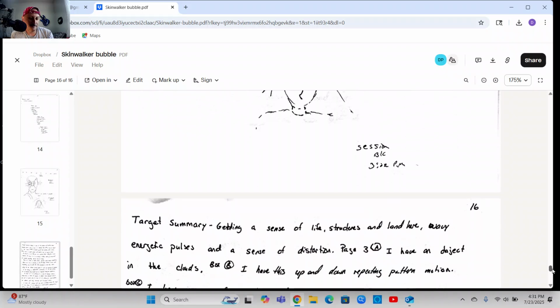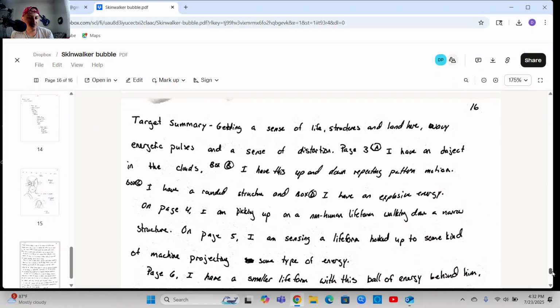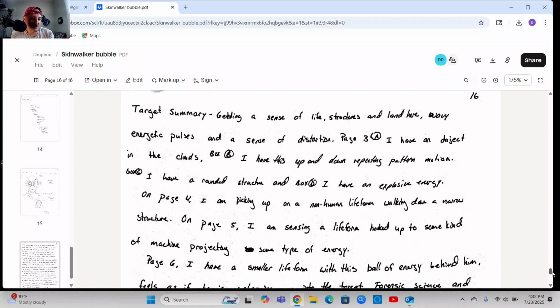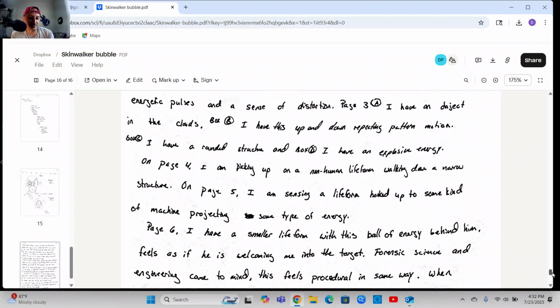So here's my summary. Getting a sense of life structures and land here, wavy energetic pulses, and a sense of distortion. I have an object in the clouds. I have this up and down repeating pattern motion. I have a rounded structure in box D. I have an explosive energy. Page 4, I'm picking up on a non-human life form walking down a narrow structure. On page 5, I'm sensing a life form hooked up to some kind of machine projecting some type of energy.